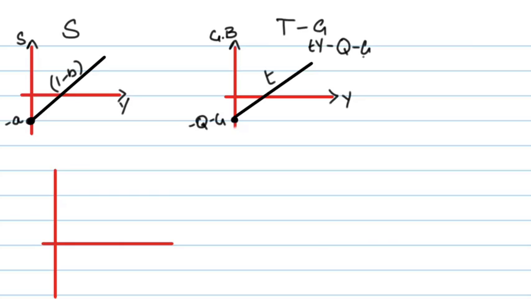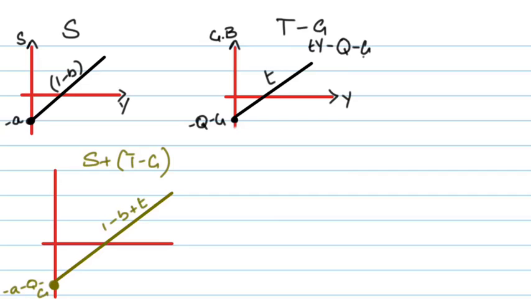And finally, if I amalgamate the two curves to sketch S plus T minus G, the vertical intercept will be minus a minus q minus G, and the curve will look something like this, the gradient being 1 minus b plus t. So this is the curve for desired national savings.